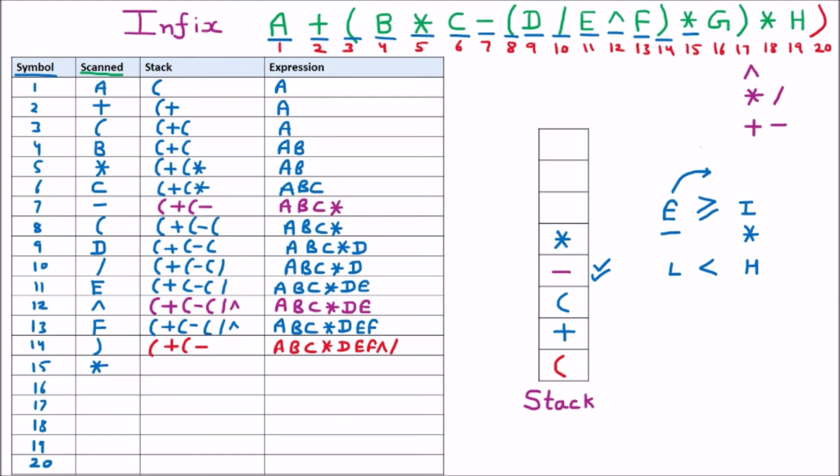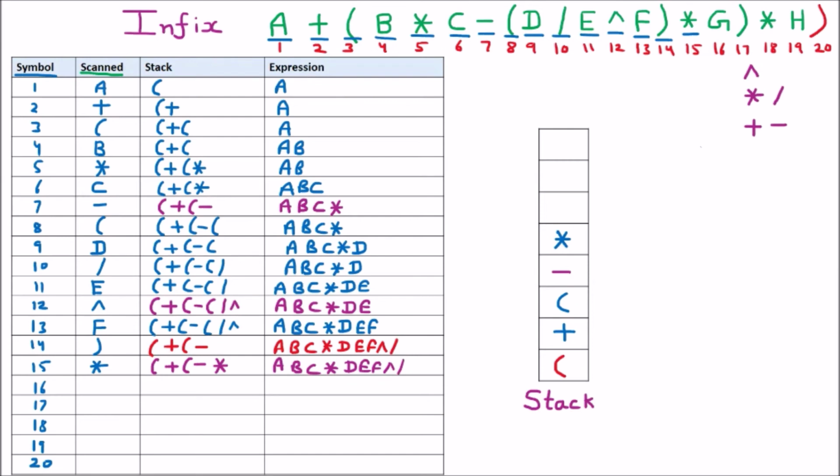So here both operators will persist, and in that case there will be a new entry onto the stack. So now the stack is bracket, plus, bracket, minus, star. That is the stack, and the expression will remain the same, that is ABC star DEF power slash. So that is the expression.